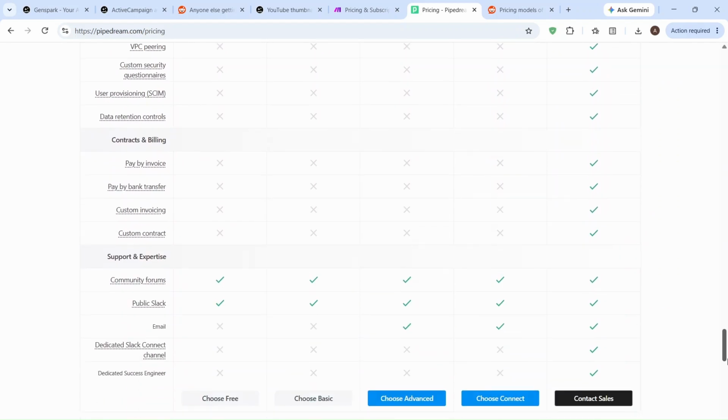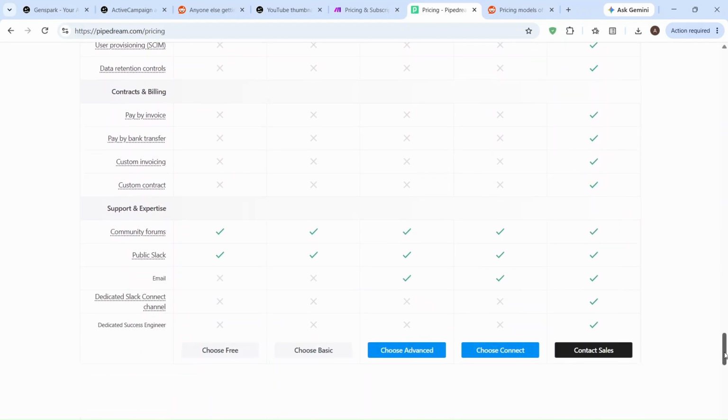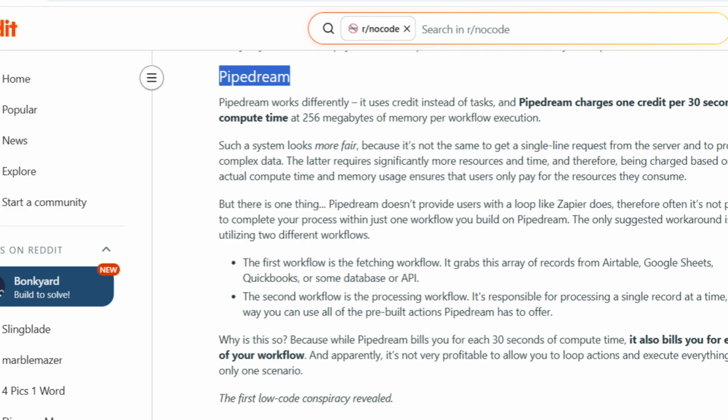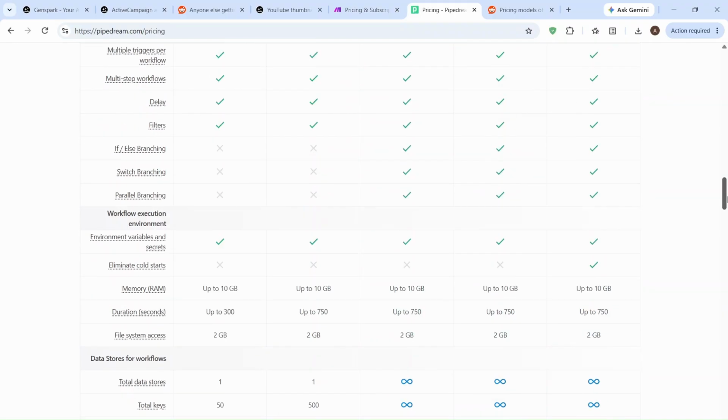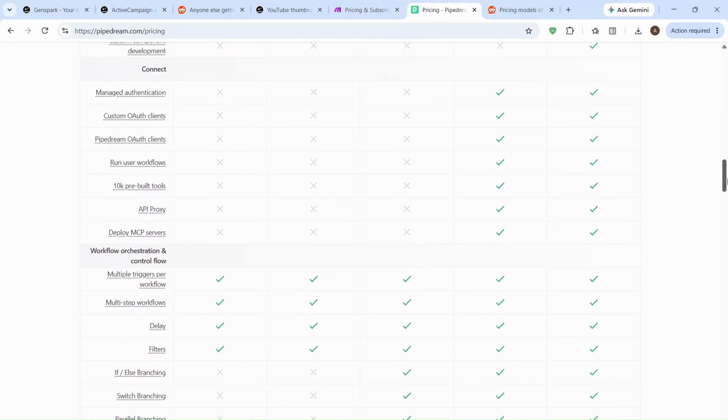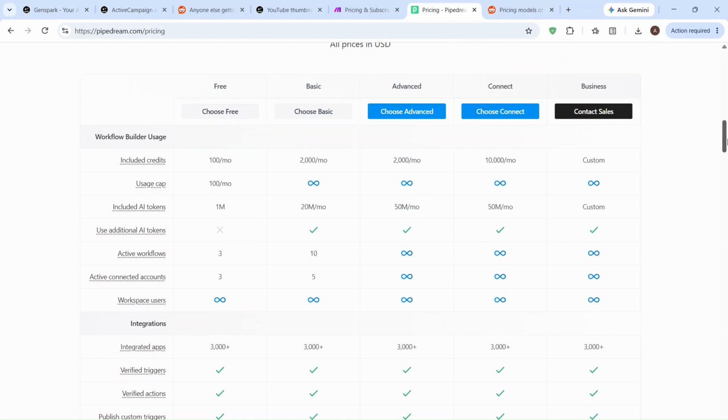Here it is in black and white. Pipedream charges 1 credit per 30 seconds of compute time per workflow execution. Per execution. Your webhook can trigger a workflow that does 10 things and you're billed for that one run. Now let's see the other way.